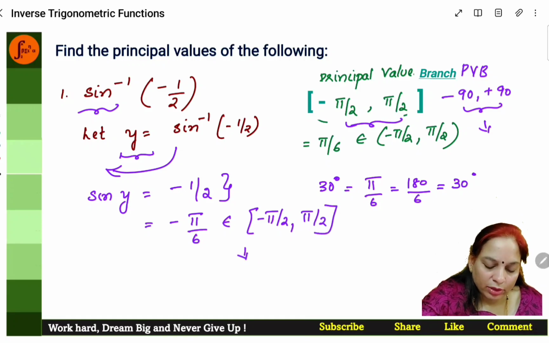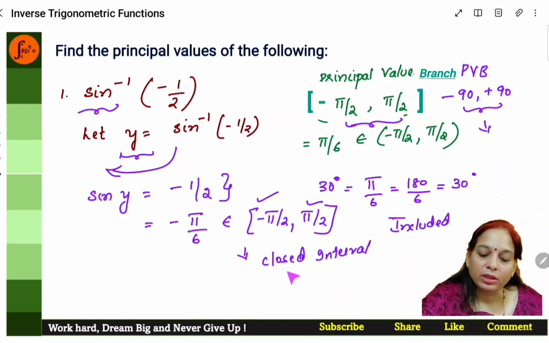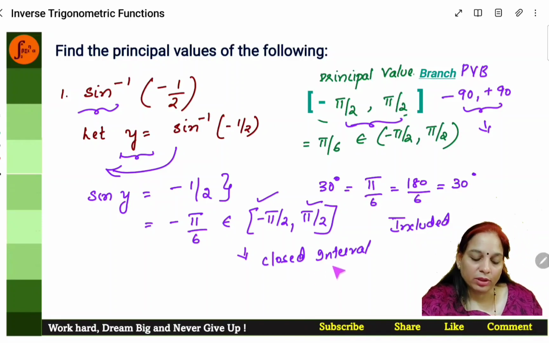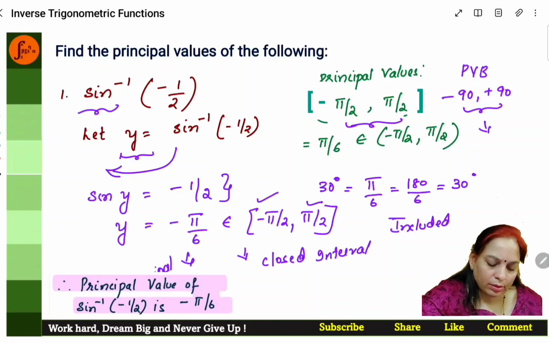Remember, it's a closed interval, with square brackets. Closed interval means minus pi by 2 and plus pi by 2 are included in the range. That's what closed interval means. Y is equal to minus pi by 6. This is the principal value. Therefore, the principal value of sine inverse minus half is minus pi by 6.